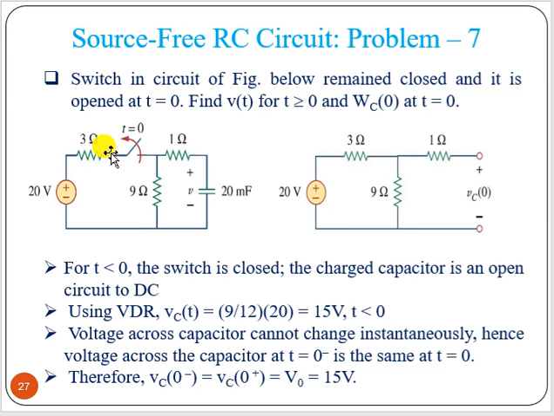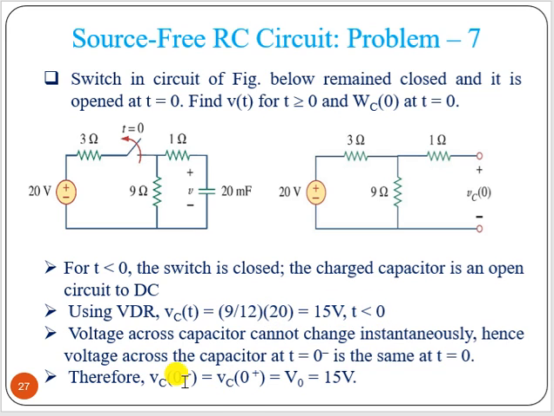Similarly, a similar problem: the switch remains closed and it is opened at t equal to 0. When it remains closed, what happens? The circuit looks like this: a voltage source, 3 resistances, and an open circuit capacitor, because for DC the capacitor is open circuited. We have to find out this Vc(0). Now this Vc(0) is nothing but the voltage drop across the 9 ohm resistor. Why? Because there is no current flowing through this 1 ohm resistor, so practically there is no voltage drop. So Vc will be what? We can apply the voltage division rule: 20 into 9 divided by 9 plus 3, 12. So you get 15 volt.